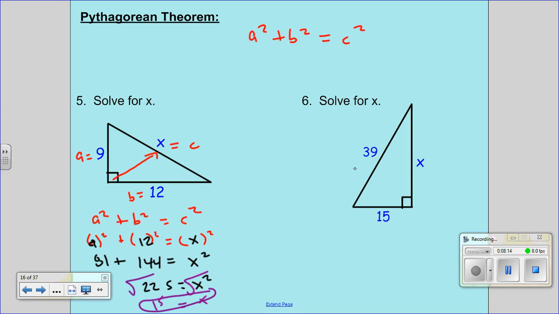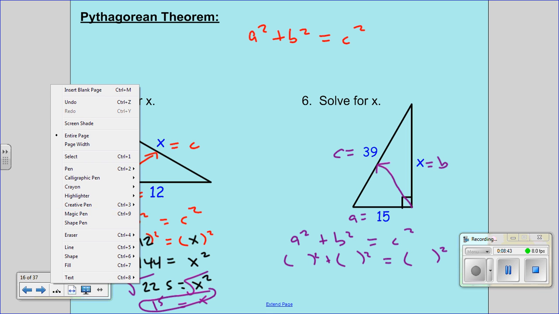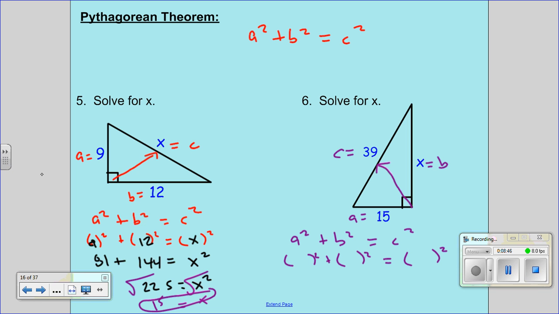All right, let's go to number 6. Again, first things first, label C, which is always across from the right angle. And then label your A and your B. Write down the theorem, A squared plus B squared equals C squared. And then get ready to substitute. So A is 15, B is x, and C is 39.